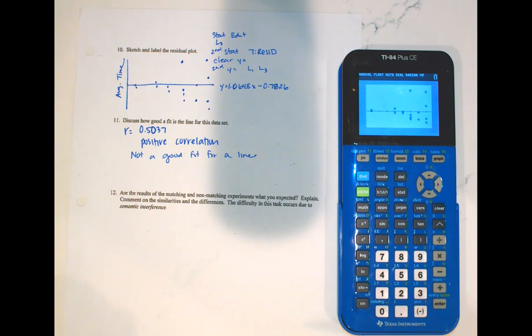It really wouldn't do much in describing what's happening, because a line doesn't really describe it very well. This correlation is way too low to say that a line's a good fit for it.